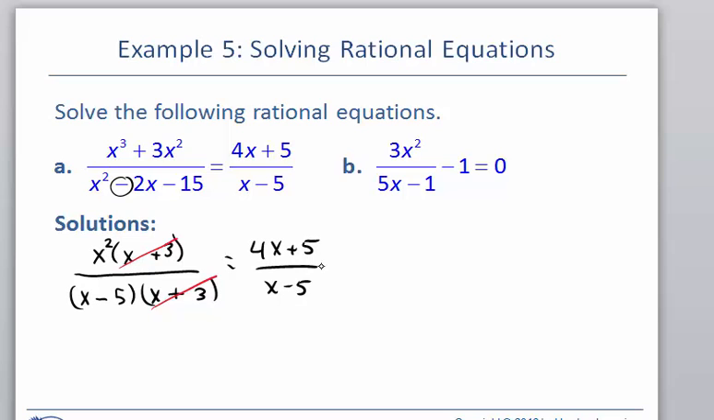So let's look at what we want to do here. Since we have it set equal to each other, we could cross multiply. And so let's see if that will help us. We could take this x squared and multiply it times the x minus 5.